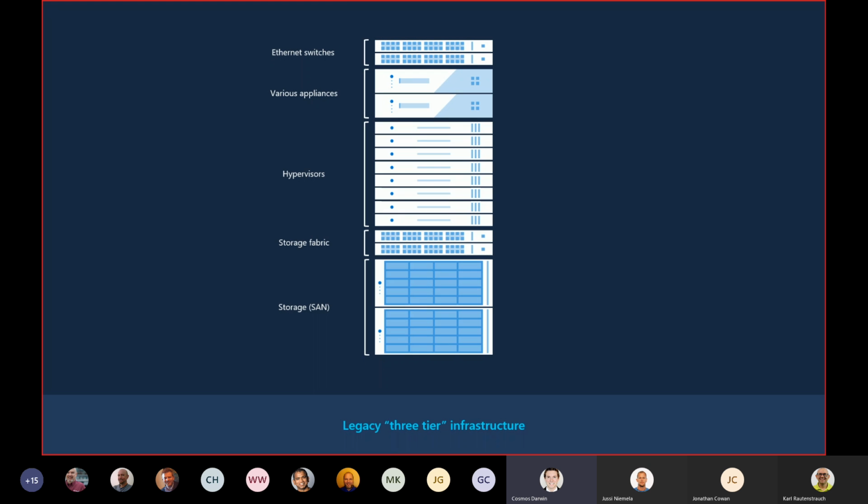Here is sort of what you would expect if you walked through a typical customer data center or even just an old Microsoft data center, right? You would expect this 3-tier infrastructure architecture. Starting from the bottom, you have a SAN, a storage area network. To connect your hypervisors to that SAN, you have a storage fabric. Then, of course, you have your hypervisors, your compute servers. This is where most of your applications are running. You might have some appliances for things like network load balancing or firewall or something. And then connecting those appliances to the hypervisors and everything to the outside world, you have your Ethernet switches. Right? This is a 3-tier infrastructure architecture.